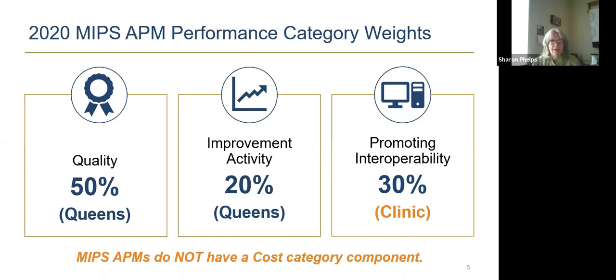The MIPS APMs have a different set of category weights for the final MIPS score than those that are doing regular MIPS. You'll notice at the bottom of the screen, MIPS APMs do not have a cost category component. And that is because you are participating in that alternative payment model with Queens. So that's why you don't have to do the cost category. That also explains why today we're going to focus our discussion on promoting interoperability, because that's the one category that you as a clinic are responsible for taking care of and reporting.